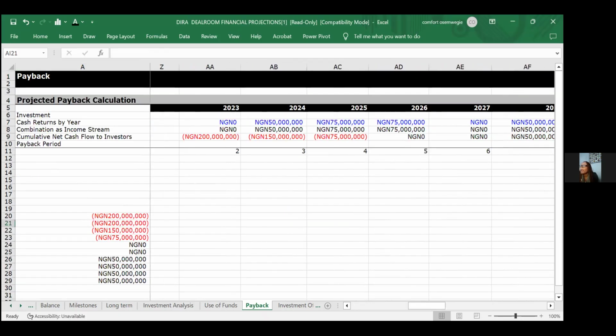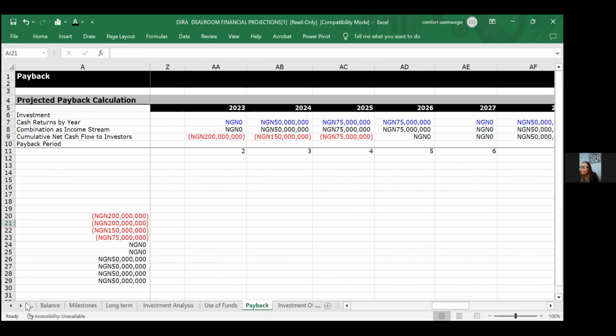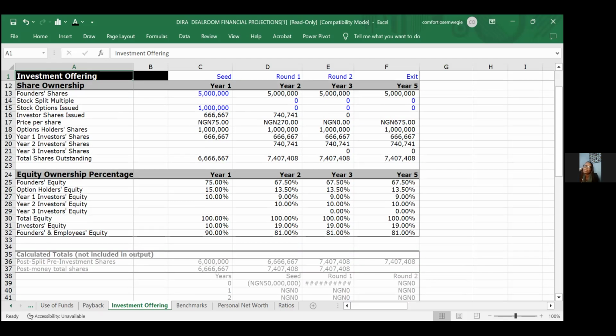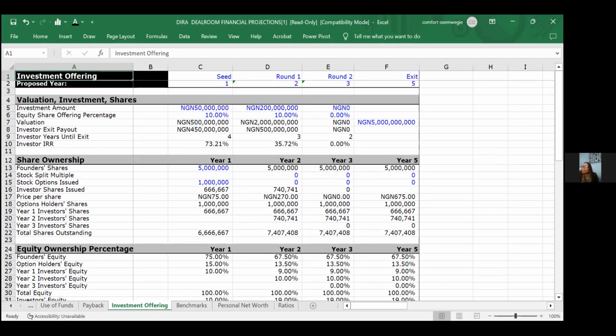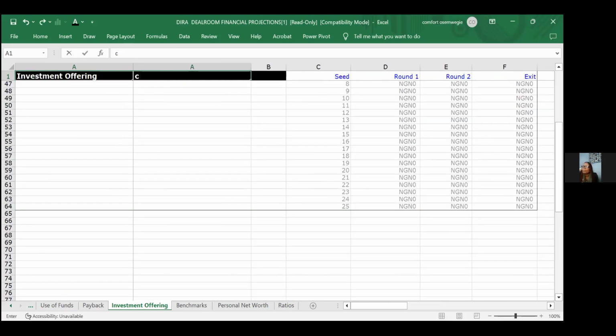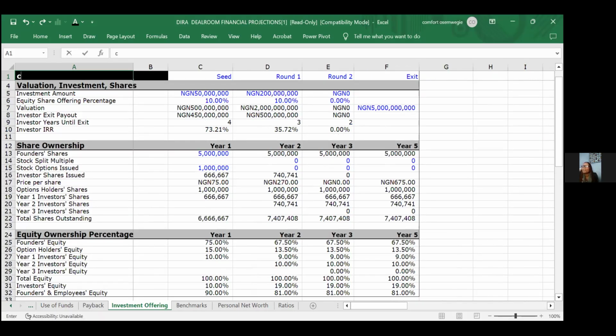The payback period for loans and or investments. This shows how you're going to pay back. And then this is the investment offering. If you're going to get an equity investor into your business, this is the share ownership. This one that we are confused about, share ownership, we are going to deal with it. All you need to input is just some values, and every other thing is computed for you. And you know exactly how much share you will hold, and what share the new investor will hold, up to year 5.